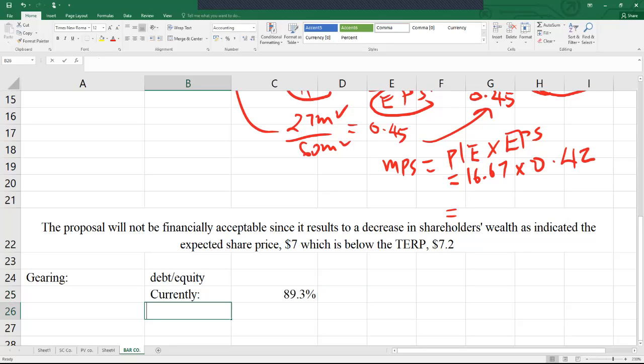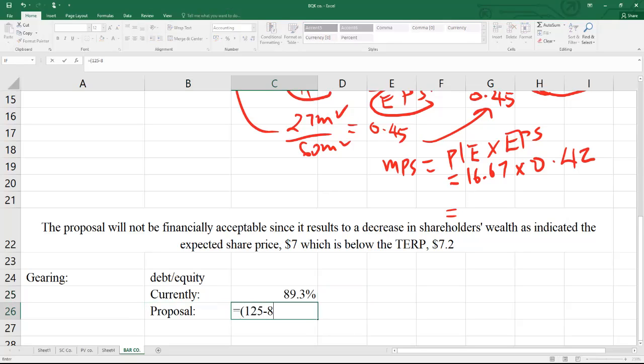Let's do the proposal. Under the proposal, the company debt has now decreased from 125 million. It has decreased by 80. Don't forget, I think we did that already. The decrease was 80 because you bought bonds with a book value, nominal value of 80. Therefore, 45 million is the balance. The company equity has increased from 140. You have issued shares worth 90 million. Is that clear?